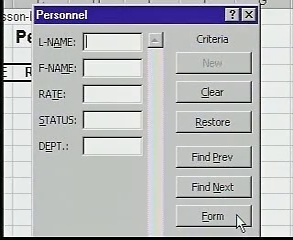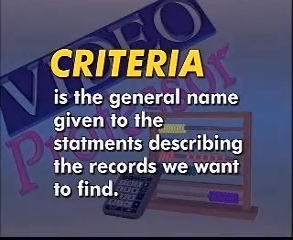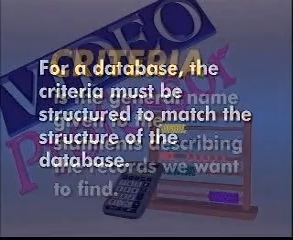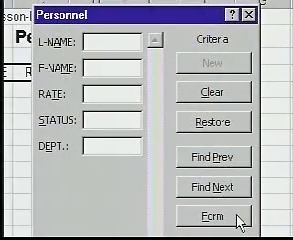Professor, what exactly is criteria? Criteria is the general name given to the statements describing the records we want to find. For a database, the criteria must be structured to match the structure of the database. That's how the search works.